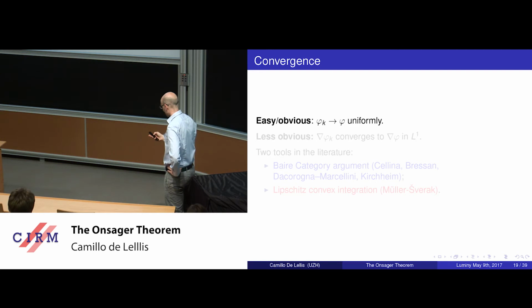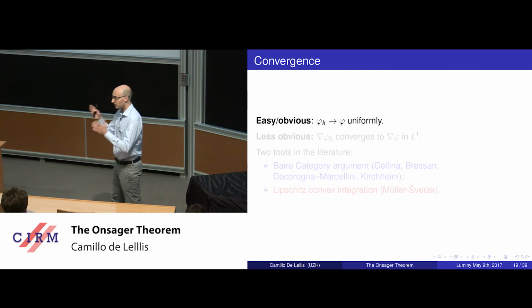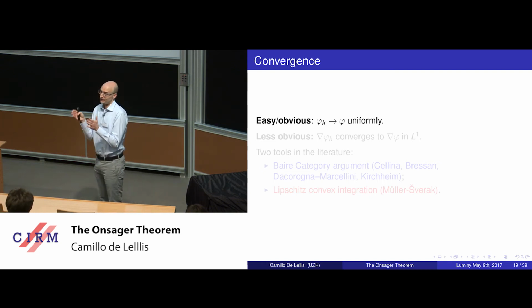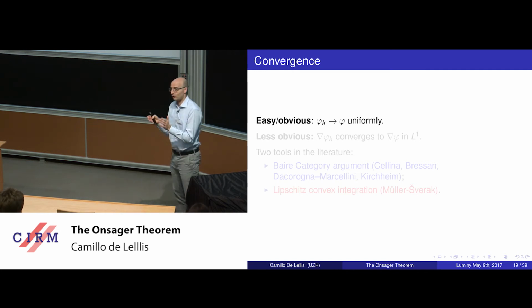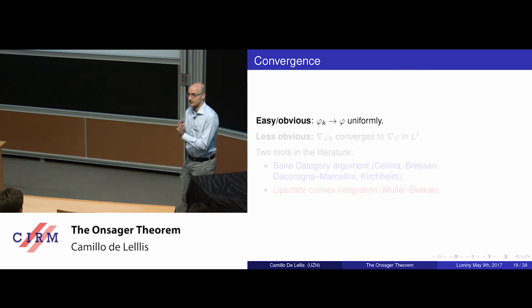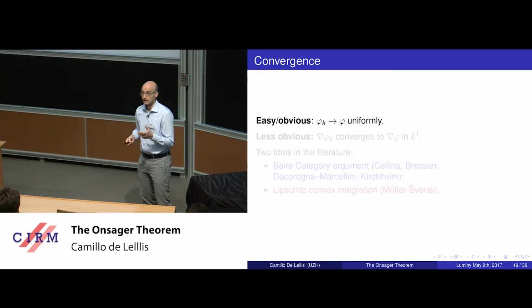Okay, so now what about convergence? Well, obviously phi k is converging to phi uniformly, right? So I have a uniform bound on the modulus of the gradient, so I am equi-Lipschitz. So Arzela and Ascoli proved long ago that then you have a subsequence which is converging uniformly, okay? But what about strong convergence of the gradients? That's a different business. And actually it looks dangerous, right?